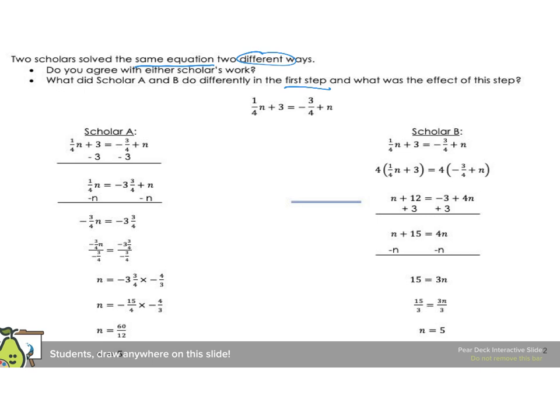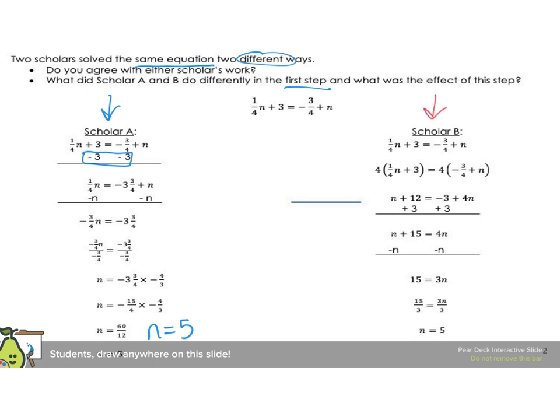So it gets cut off a little bit, but they both have the same answer. So they both agree that the answer is 5. But if I look at scholar A, I can see the first thing they did was subtract 3 on both sides. And theirs is kind of complicated, so I'm going to look at scholar B now.